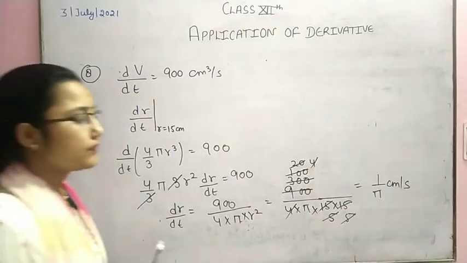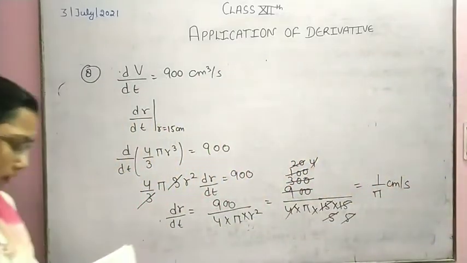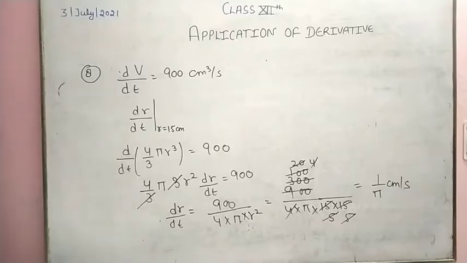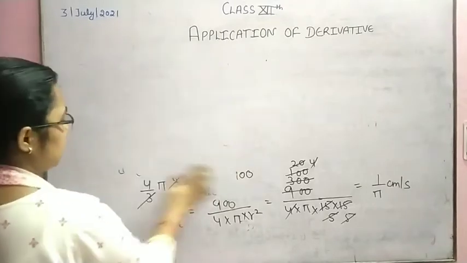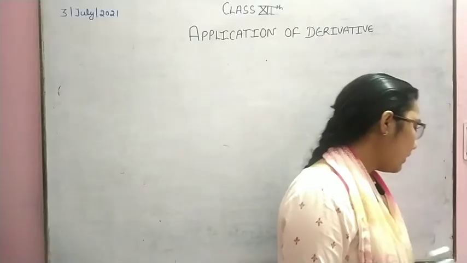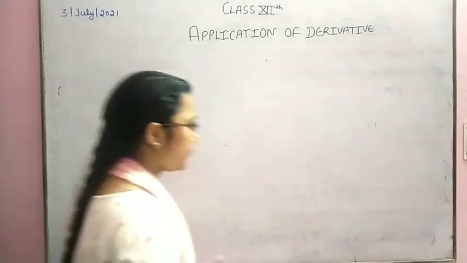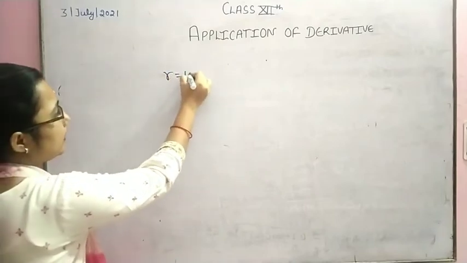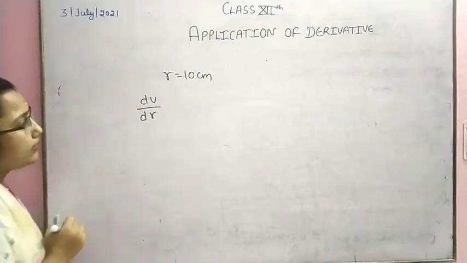Now come to the next question. This is question number 9. A balloon which always remains spherical has a variable radius. Find the rate at which its volume is increasing with respect to the radius when the radius is 10 centimeter. So r is given to you as 10 centimeter. We have to find the value of dV by dr.